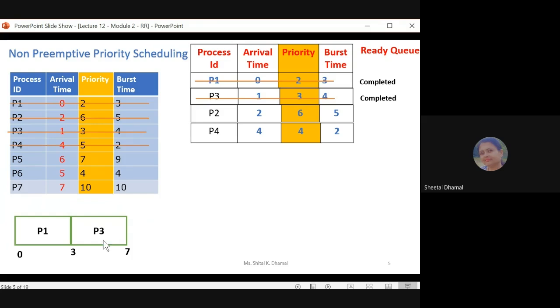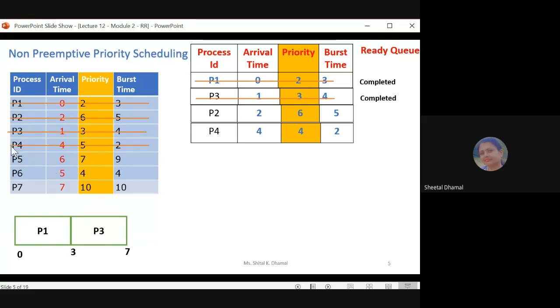When the process P3 was executing at 5 o'clock, the processing of P3 was not completed, but at that time process P6 entered the ready queue. Like this, when the process P3 was completed at 7 o'clock, at that time process P7 entered the ready queue. So when the process P3 completed its job, 4 processes had entered the ready queue.